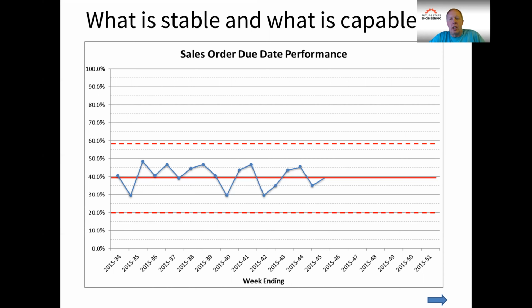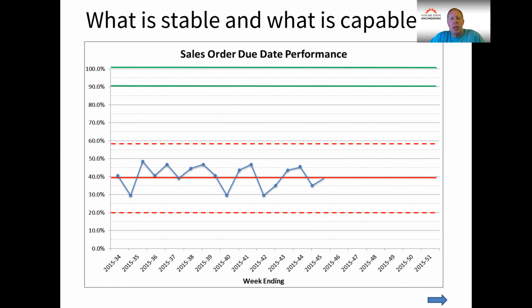So in order to get the system capable, the first thing I need to do is look at what the customer requirements are. In this case, the customer requirements are probably above 90%, depending on your market, might be even higher than that, maybe 95% or even higher. So in order to make this system capable, I need to reduce the variation in the process. Then I need to shift that average up, and I need to be operating within those limits between 90 and 100%. Now the system is stable and it's capable.